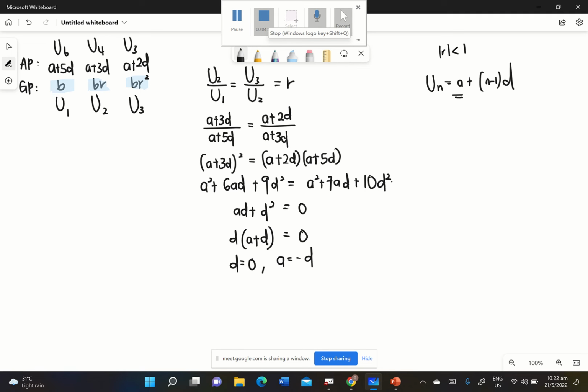At this juncture, remember to reject D equals 0. Why do you do that? Yes, there'll be no AP. It'll be like 2, 2, 2, 2, 2. So now you get A equals negative D. Then you try for me. I want to find in terms of A the sum of the terms of the GP after and including the 15th term.